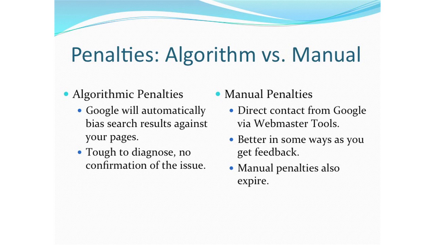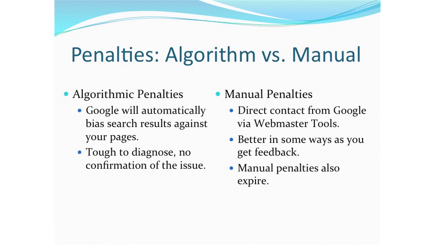Another kind of review discussion of algorithmic versus manual penalties. Algorithmic penalties are automatically applied, and Google search results will be biased against pages that get caught in this algorithmic filter. These are really notoriously tough to diagnose. It takes a lot of skill in link analysis to get it right. And there's not going to be any confirmation from Google or any other search engine that you've actually been penalized.